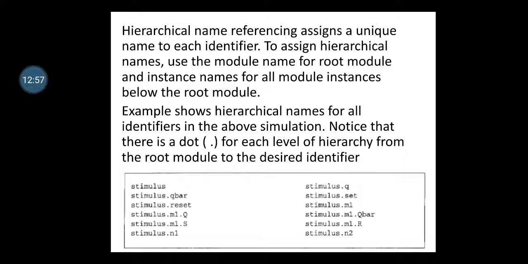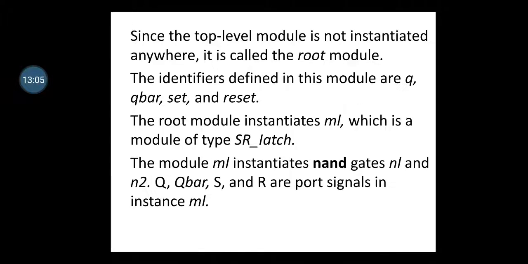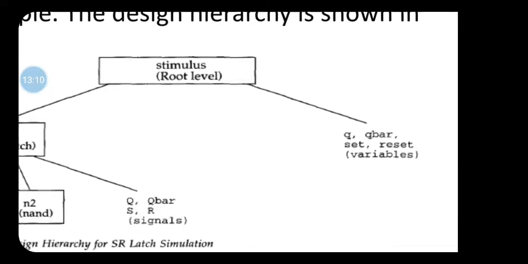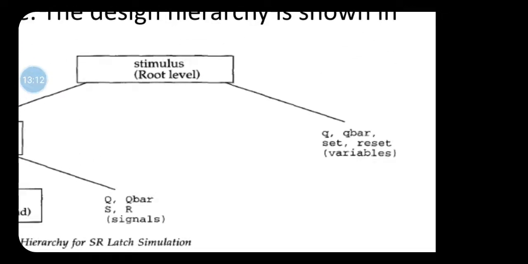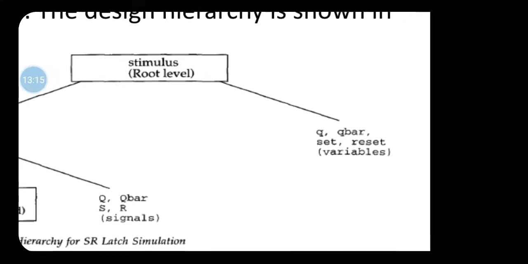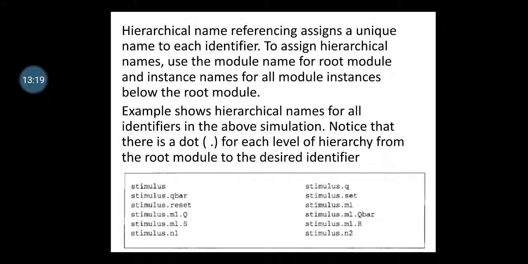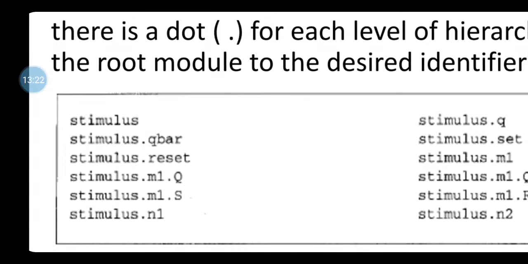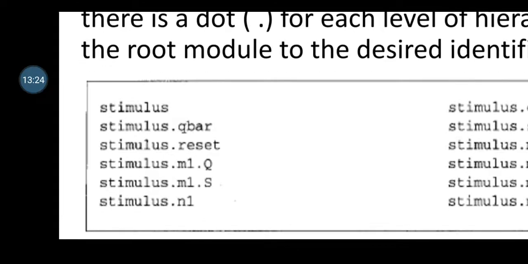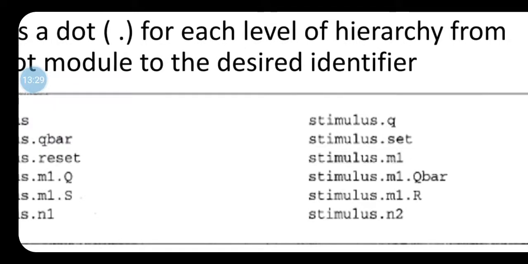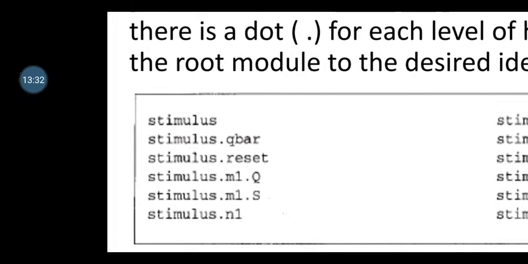So, let us start with the first one. What is the first one? It is stimulus. What variables has stimulus instantiated? Stimulus has instantiated the 4 variables. Which are those? Let us focus on them now. Q bar, set and reset, which you can observe in this slide. So, what have you done? We have the variables stimulus dot Q bar, stimulus dot reset, stimulus dot Q, stimulus dot set. Am I right?